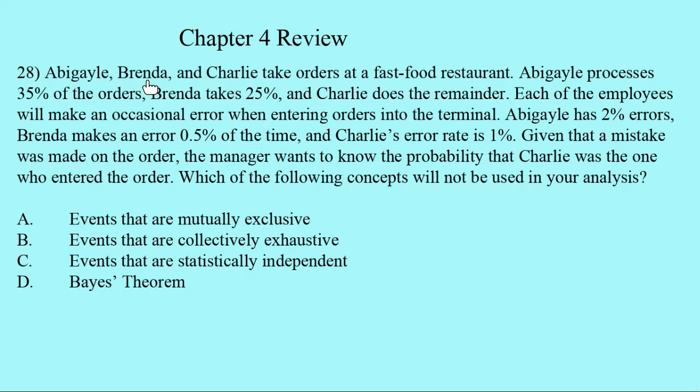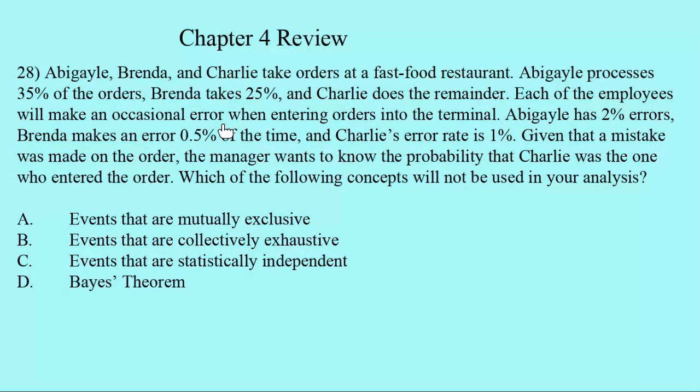Abigail, Brenda, and Charlie take orders at a fast food restaurant. Abigail processes 35% of the orders. Brenda takes 25%, and Charlie does the remainder. Okay, so what percentage does Charlie do? You should know that already from this sentence. That's what you've got to do when you're reading the questions. It doesn't give it to you, but you can figure it out because you've got 35 plus 25, and 1 minus 0.6 is 0.4, which is 40%.